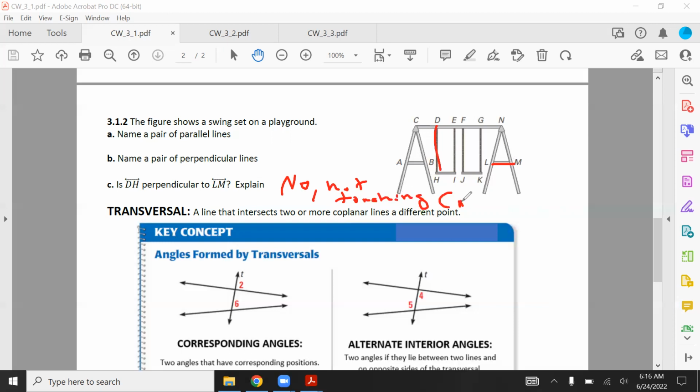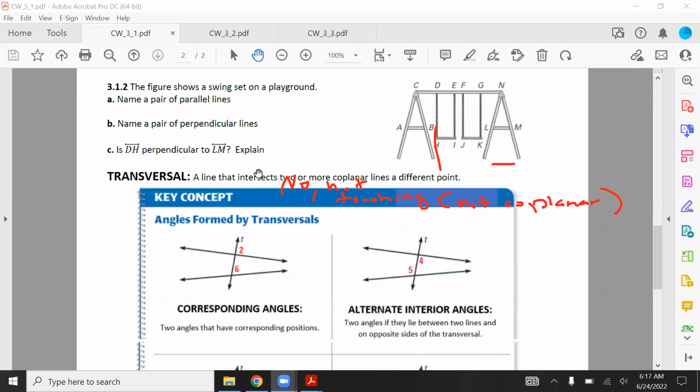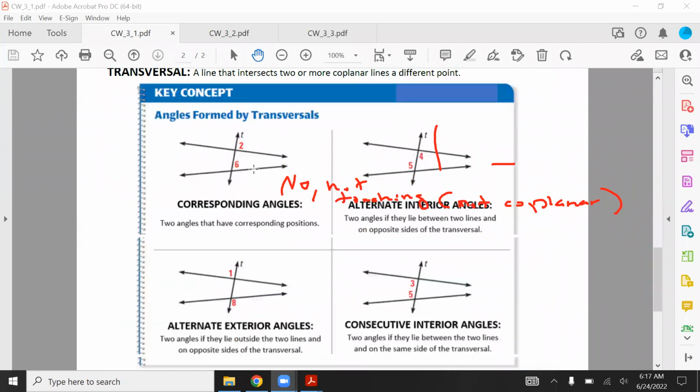Which means they're not coplanar, but that's kind of a tricky one. I mean, if you were to extend those forever, again, touching, maybe, I don't know. But that's kind of a tricky one because they're not on the same plane. But yeah, let's not worry about that one. That one seems a little weird to me. Let's move on to this table here.